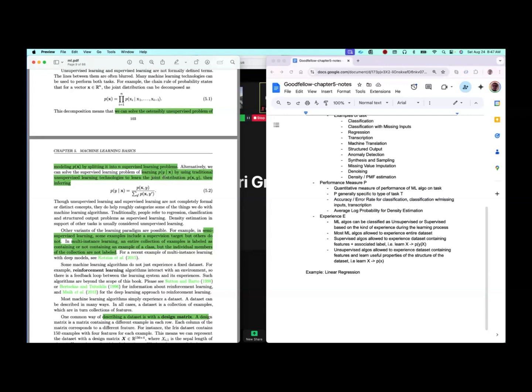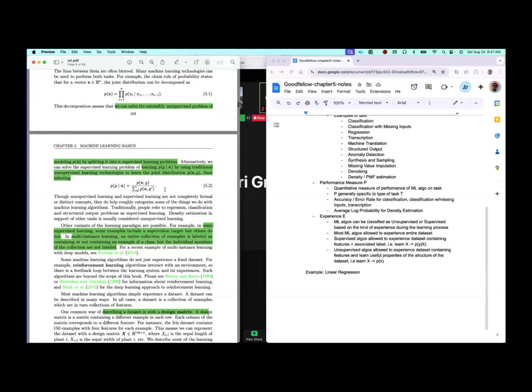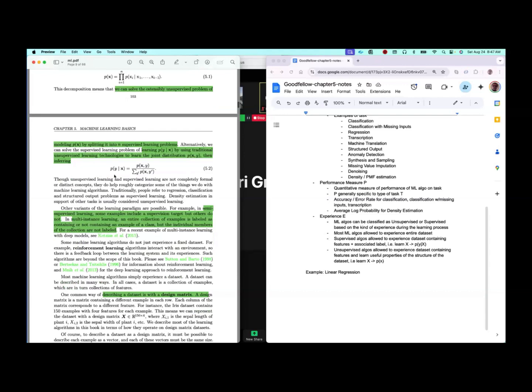We can learn the probability of y given x by using traditional unsupervised learning techniques to learn the joint distribution, then inferring it like this. I wasn't very clear about how this is done. I think maybe, yeah, but we can drill down into this a little bit more.